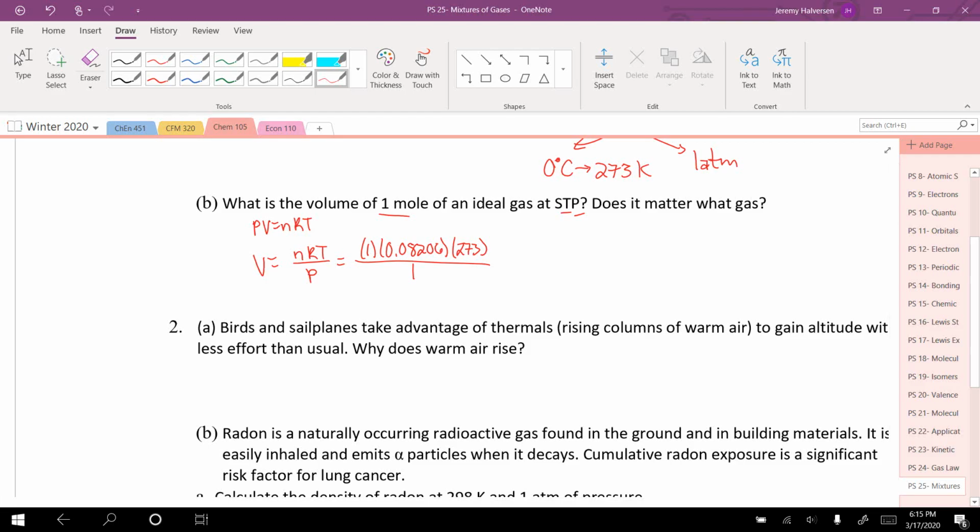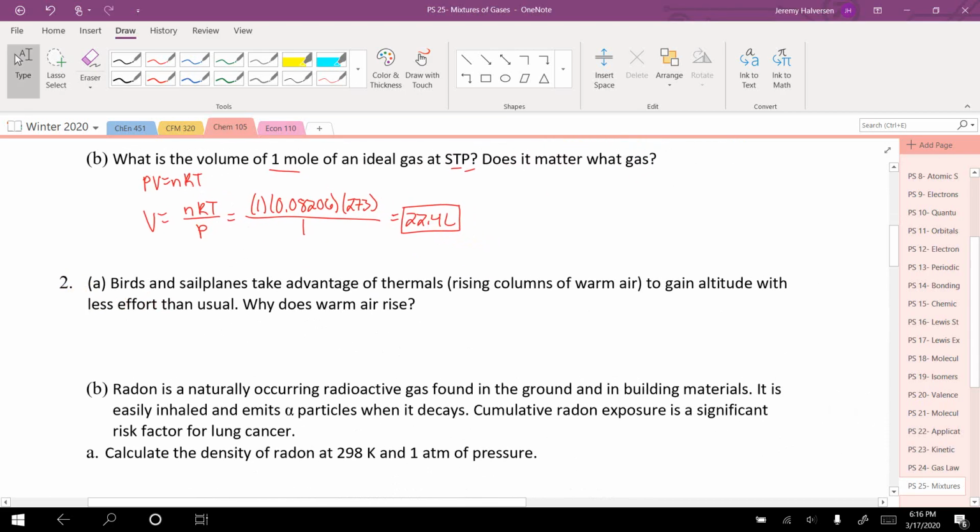Plugging these in, I get 22.4 liters. So at standard temperature and pressure, 1 mole of ideal gas will fill 22.4 liters. Does it matter which gas? No, because there's nothing in this equation that specified which gas we were talking about.